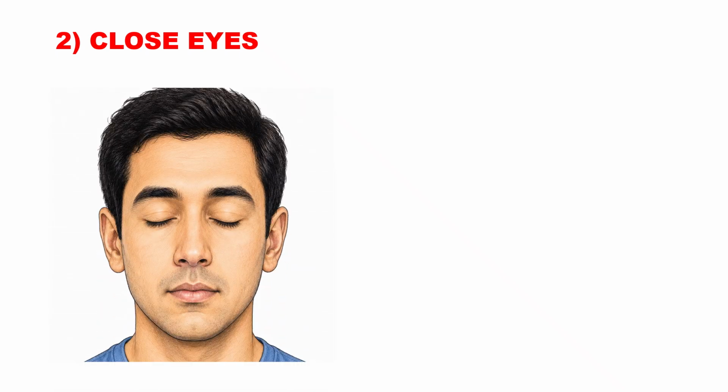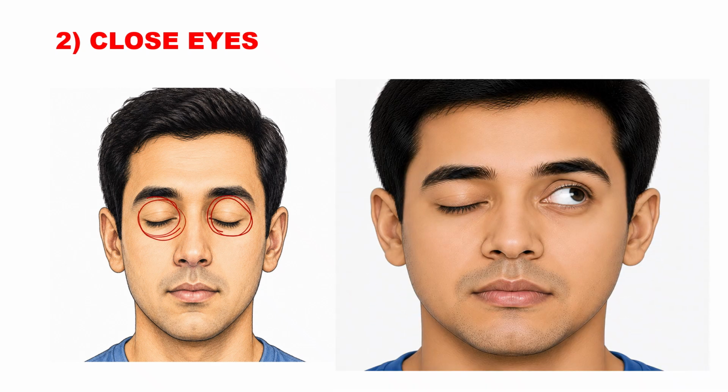The second thing is we ask the person to close the eyes. In normal person will be able to close both the eyes tightly. Whereas in a person with facial nerve palsy, person will not be able to close the eye on the affected side, whereas the eyelid is closed on the normal side. So this is the second examination.